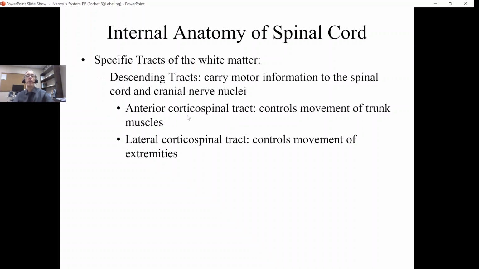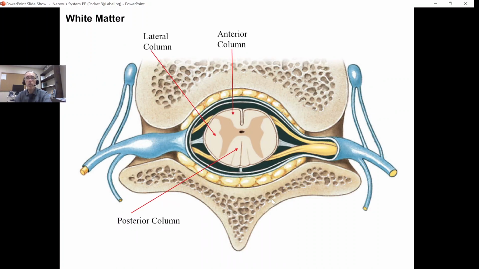Now, this tract, for the most part, is controlling the movement of our trunk muscles, right? So if you were doing sit-ups, or just your postural muscles that keep you upright, any of these trunk muscles, these neurons, I should say, are going to be located in the anterior corticospinal tract. And then controlling the muscles of the limbs, the upper limbs and the lower limbs, are the lateral corticospinal tracts. So again, they would be out here in the lateral columns, right? The anterior corticospinal tract would be somewhere in here.